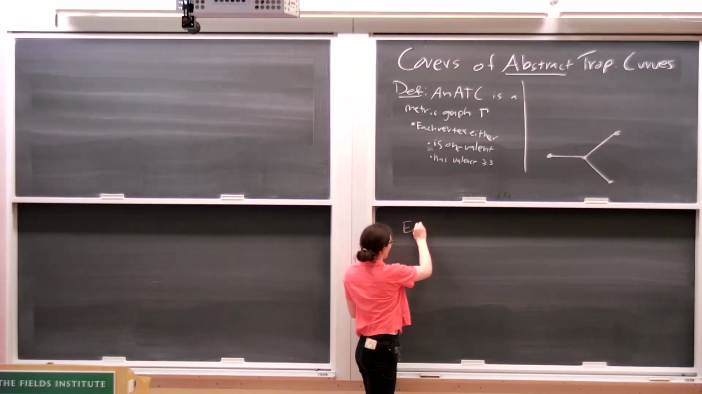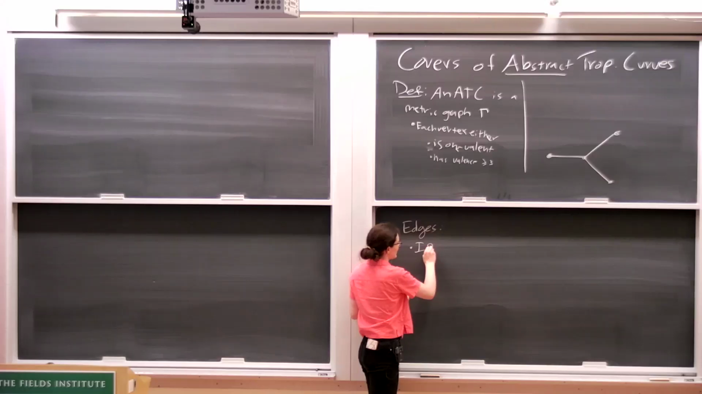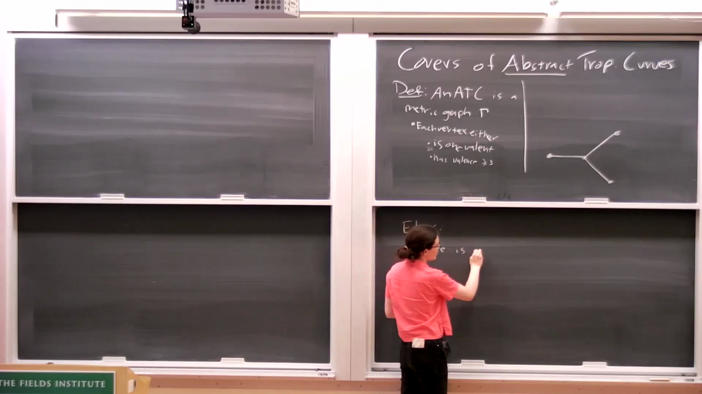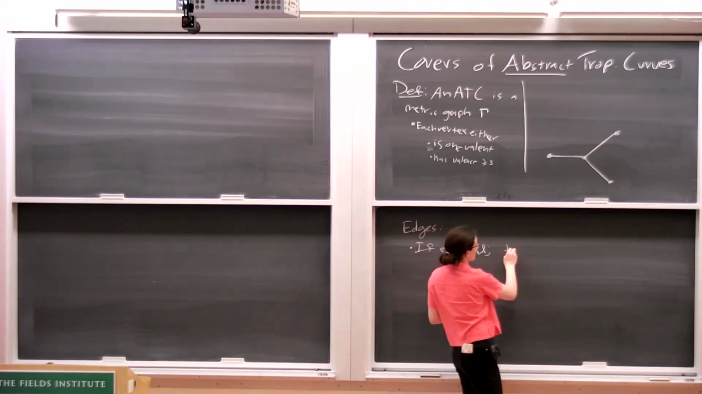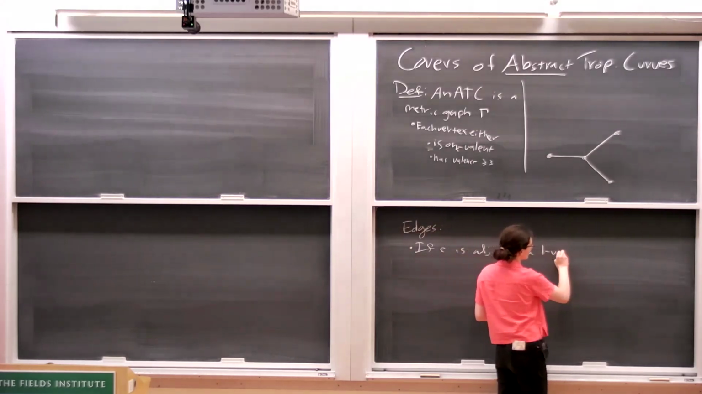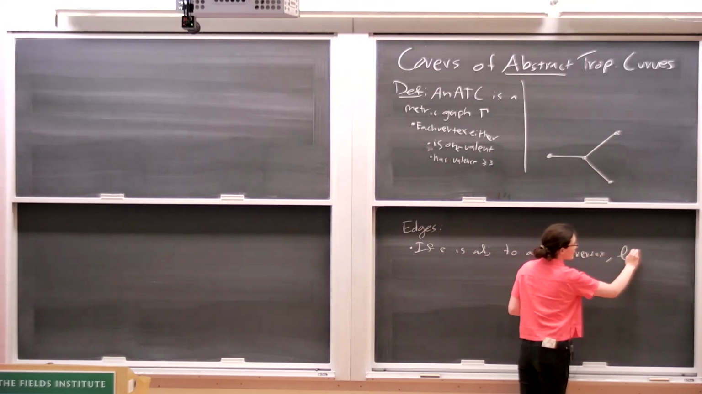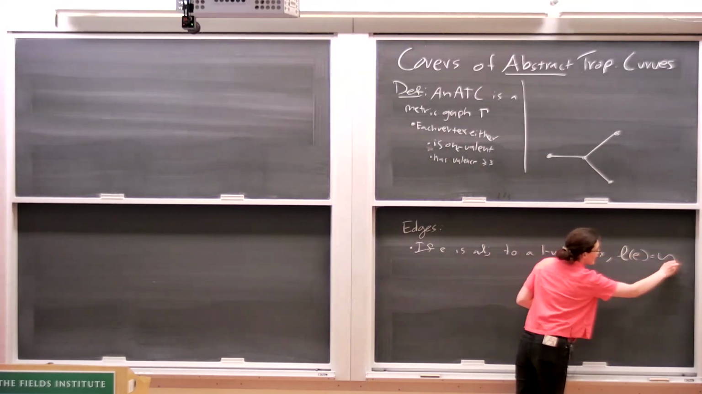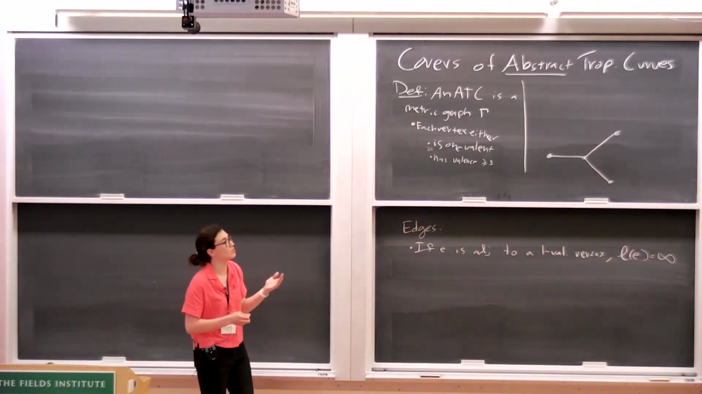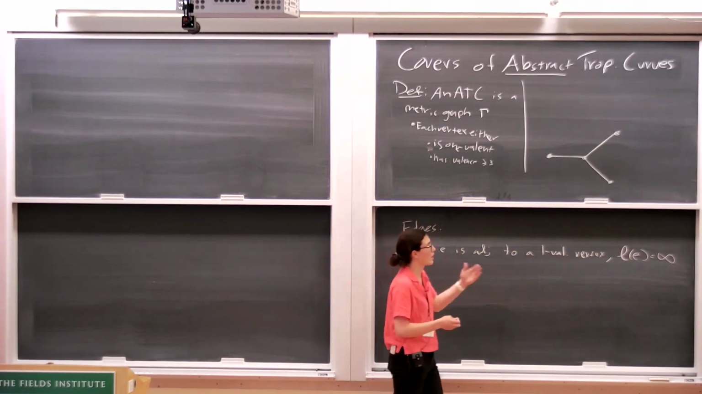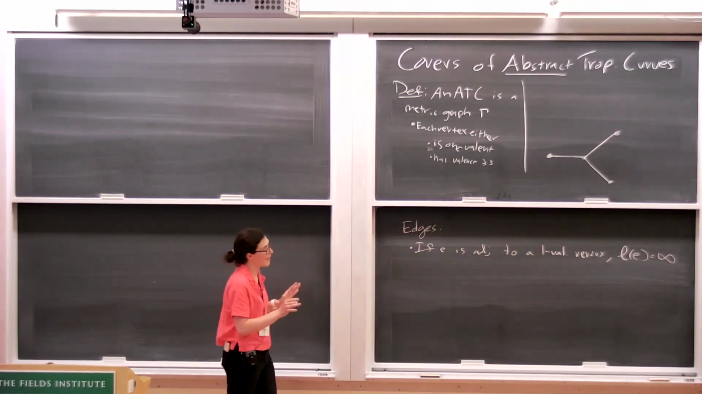So edges, if an edge E is adjacent to a 1-valent vertex, then the length of the edge we'll just say is infinite. So in this case here, all 3 of those edges are adjacent to a 1-valent vertex, so they all have length infinity. Now, because I don't have enough chalk, I didn't draw those to scale, but they've got an infinite length.